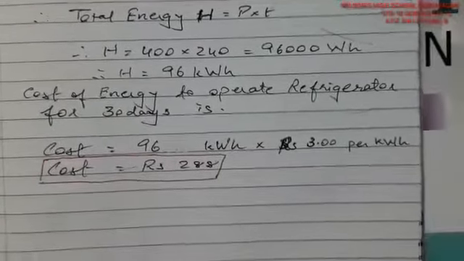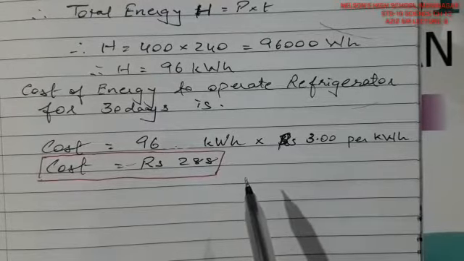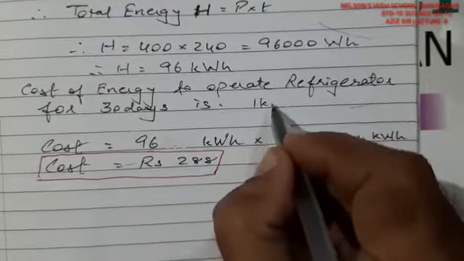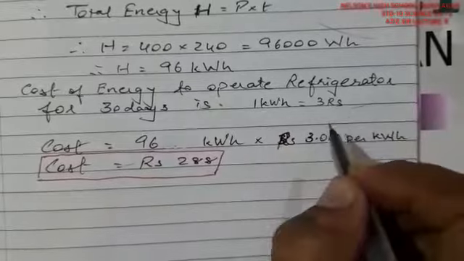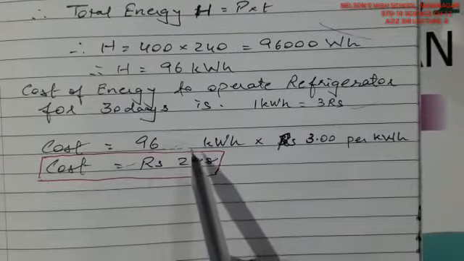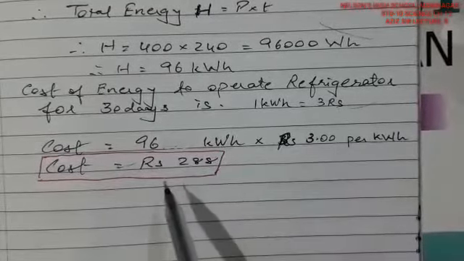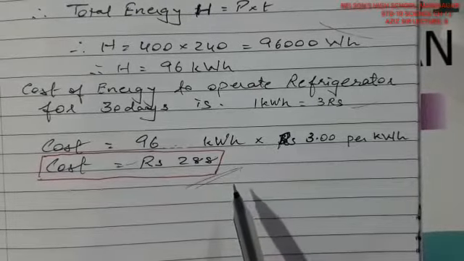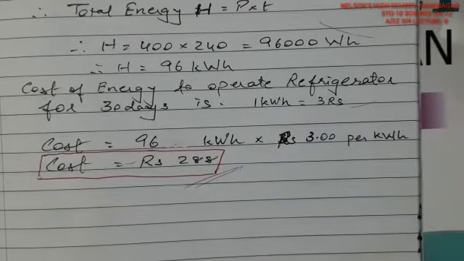Now the cost is 3 rupees per kilowatt hour. So 1 kilowatt hour consumption is equal to 3 rupees. So for 96 kilowatt hours, 96 multiplied by 3 turns out to be 288 rupees. So the monthly bill comes out to be 288 rupees just for the refrigerator.